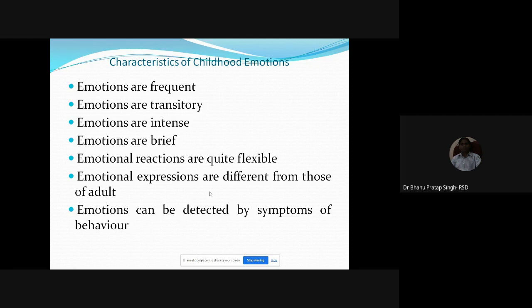Even emotional expressions of two children for the same cause may be different. One may just smile, the second may laugh, and the third may be very happy and start crying. Even the expression of a child and the expression of an adult may be different, and emotions can be detected by the symptoms of behavior.